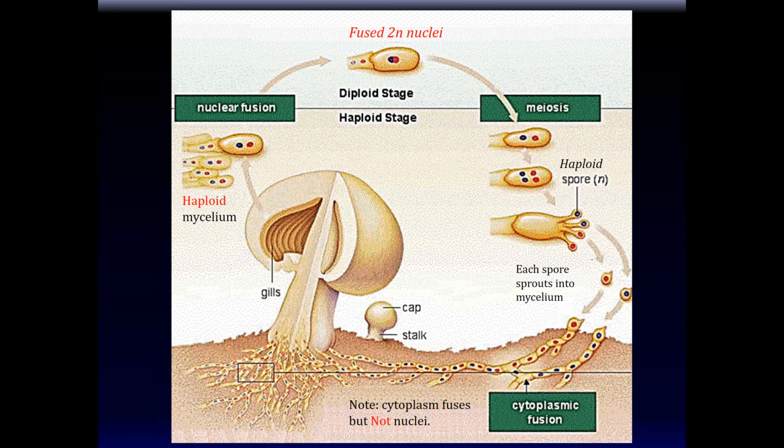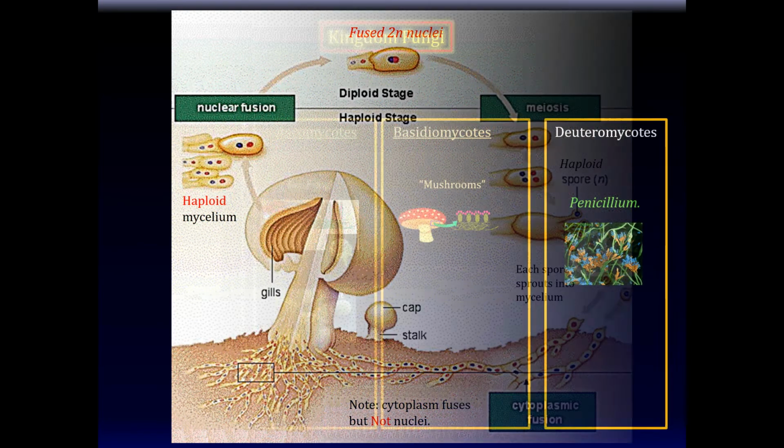You follow? Okay. Now, in this over here, notice all the nuclei that are over here, the cytoplasm might fuse, but there is no fusion of nuclei. That only occurs in the stage where the spores are produced by sexual reproduction. Does that make sense?